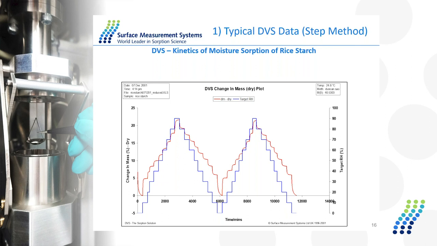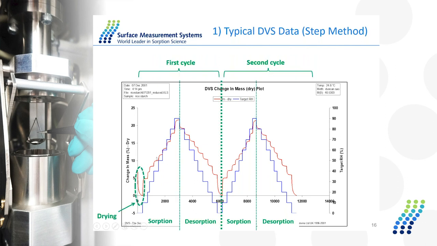And the red line is the mass change of the sample. So at each relative humidity, the sample will pick up the moisture and then reach an equilibrium, and then it will jump to the next stage automatically. And it's a two-cycle experiment with sorption and desorption process. And the first stage here is just a drying stage, just the continuous flow of the carrier gas to the sample to reach an initial mass of the sample for the calculation.